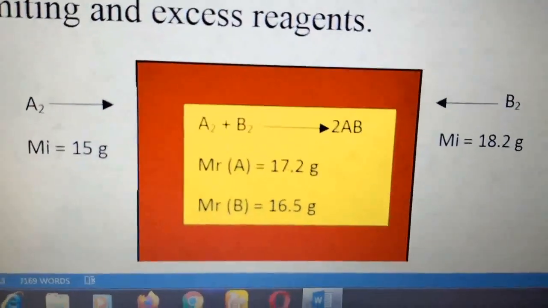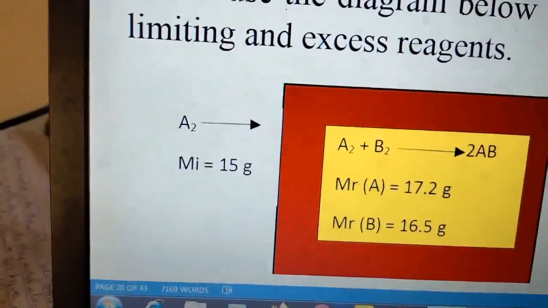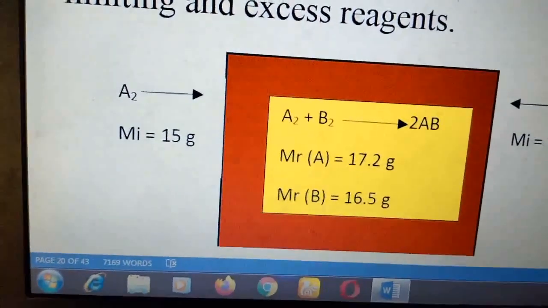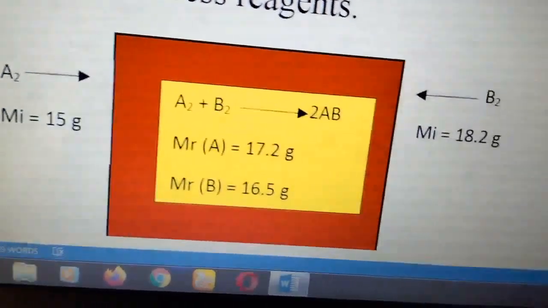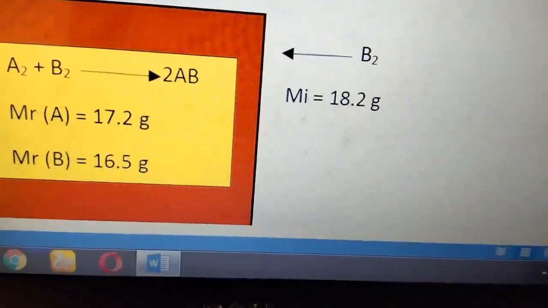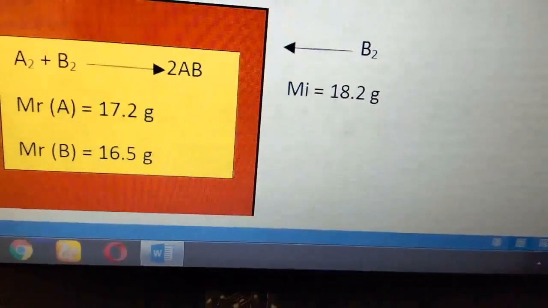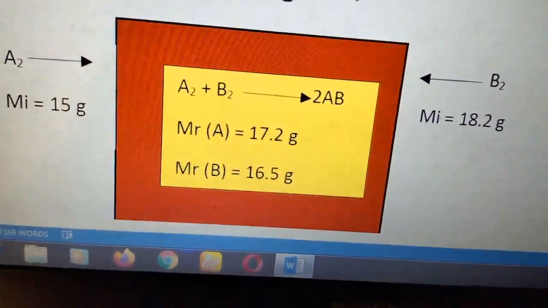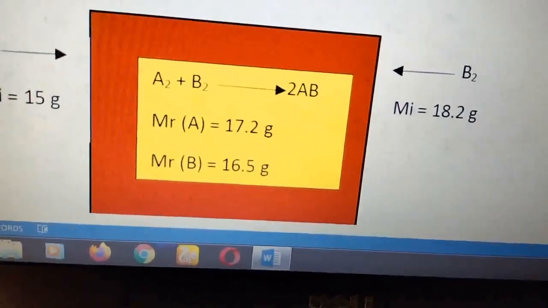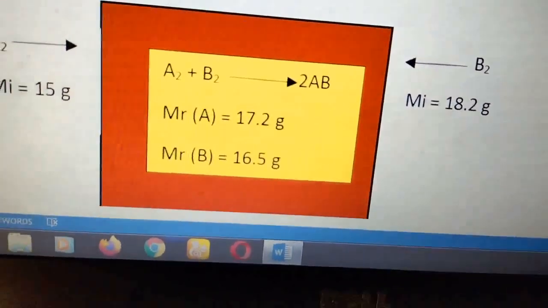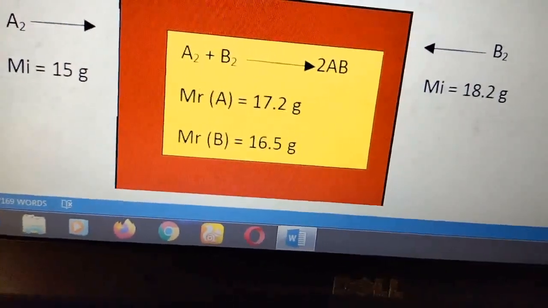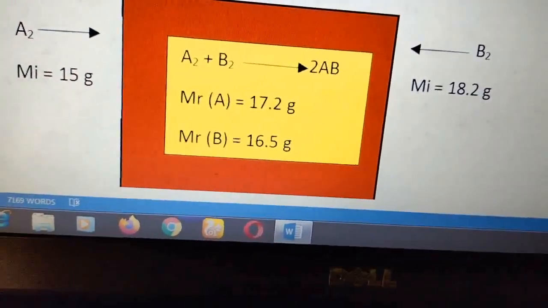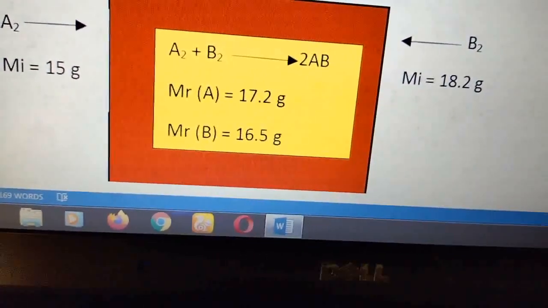represent a reaction vessel. And we see reactant A introduced from the left-hand side, and the introduced mass of A, Mi, is 15 grams. We see reactant B introduced from the right-hand side of the vessel, and the mass of B introduced is 18.2 grams. Those are the initial masses. The reaction that occurs is A molecule plus B molecule giving us 2 moles of AB. Then in the yellow balls there, Mr, which means the reacting mass of A, is 17.2 grams. Then MrB, the reacting mass of B, is 16.5 grams.